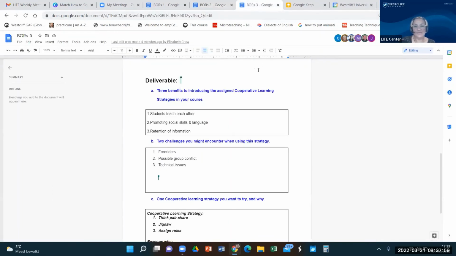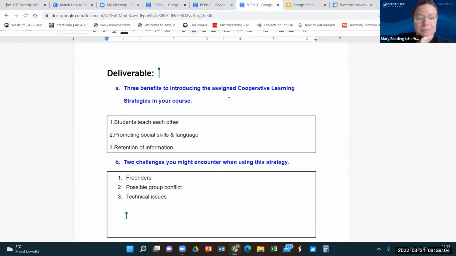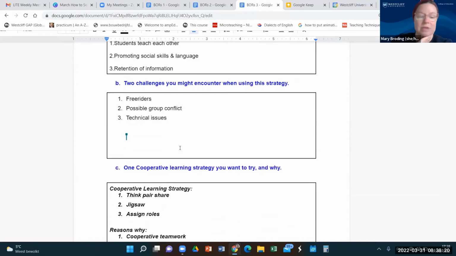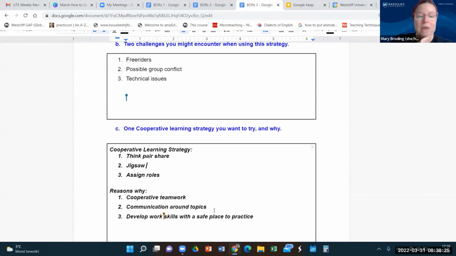How about last group, breakout room 3? That would be me. So the 3 benefits to introducing the assigned cooperative learning strategies in our courses. Number 1, students teach each other. Number 2, promoting social skills and language. And number 3 is retention of information with something specifically like think, pair, share. The challenges, and we have 3, would be free riders in the breakout rooms, people who just are not really participating, possible group conflict and potential technical issues.